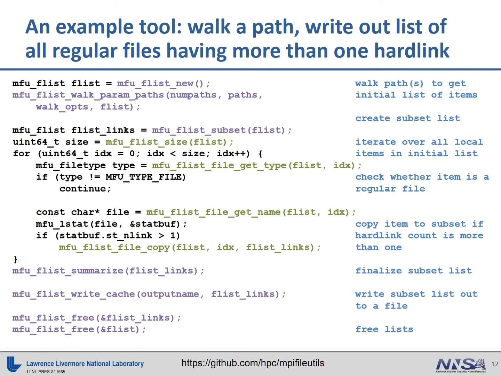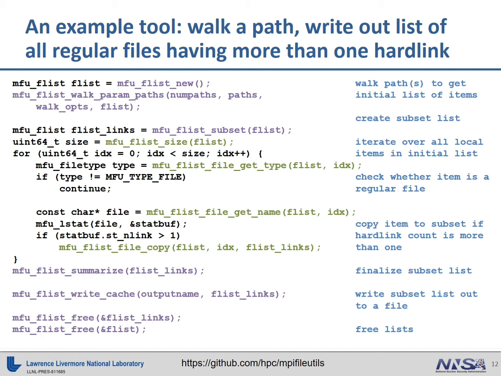So now that you understand that, you've actually seen enough to write your own tool. This is the example tool. This is a real case where somebody just recently asked for something that does exactly this, where they wanted to walk an initial path, then pick out all of the regular files that had more than one hard link, and then save that list to a file. And so this is what this does. I realize there's a lot of text here, but it's not that complicated. I'll just walk you through it.